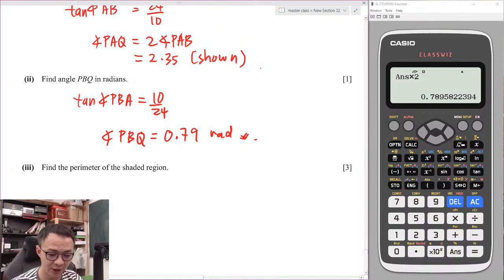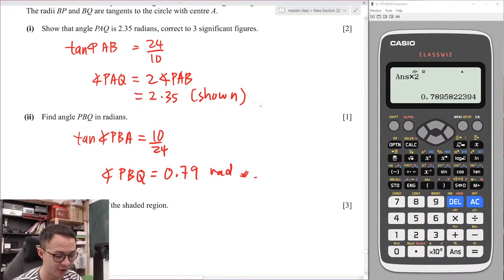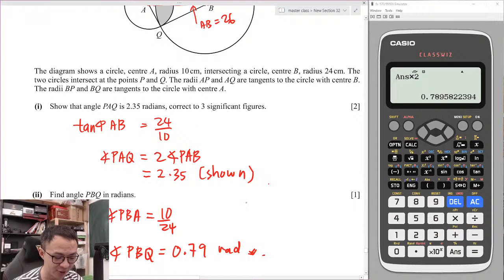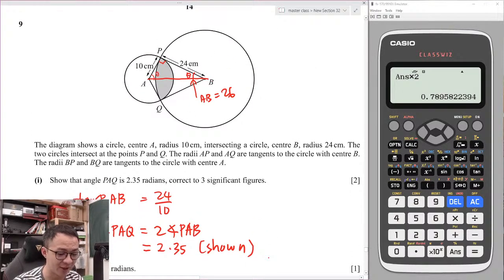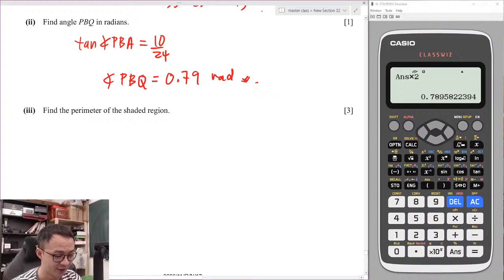Maybe you can just do more work, but it's 1 mark only, so it should be fine. Or you don't need to do this, because this is a quadrilateral, right? You can use 2 pi minus pi over 2, minus pi over 2, minus the angle just now, you still get the angle B here. Whatever method is fine.